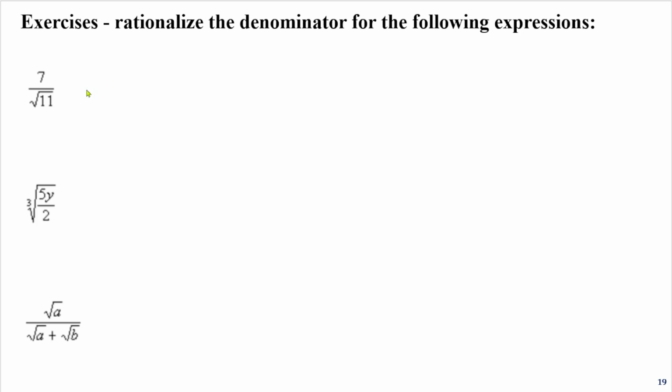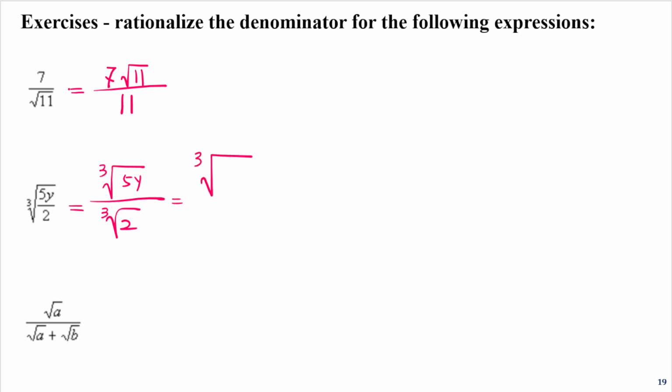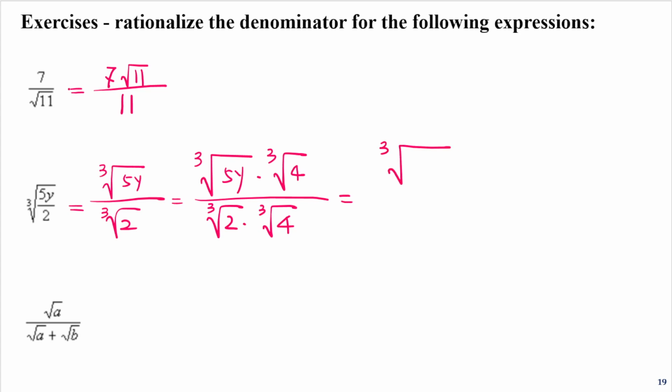Alright, have you finished? The first one is pretty easy, right? Which equals 7 square root 11 over 11, right? And the second one, we have a cubic root of 5y over cubic root of 2. Therefore, we need to multiply both the numerator and denominator using cubic root of 4. So we have cubic root of 20y over cubic root of 8, which is 2, right?